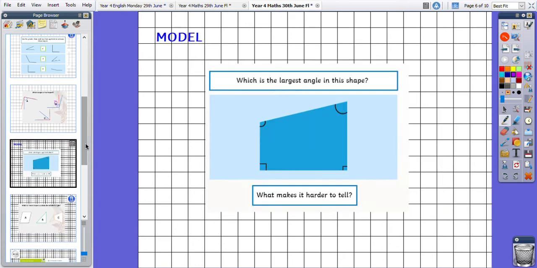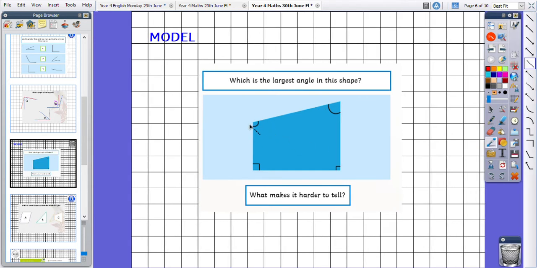Okay, which is the largest angle in this shape? So I can see I've got two 90-degree angles. I've got an angle here and an angle here. Now I think that this one is obtuse because it looks to me like it's more than 90 degrees, so I will check. It is. So it moves past my 90 degrees. And I think that this one is acute because it is less than 90 degrees. And it is because it doesn't quite reach. So this has to be the largest angle because it's the only obtuse one in the shape.